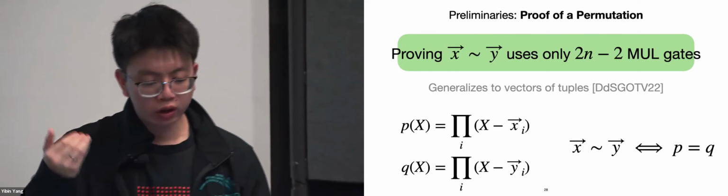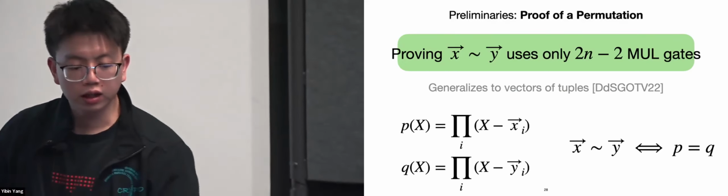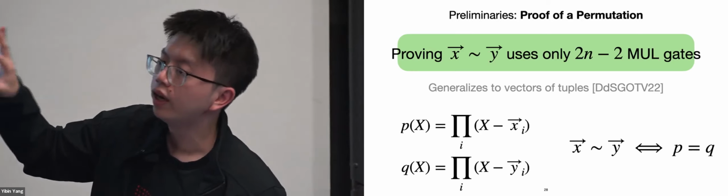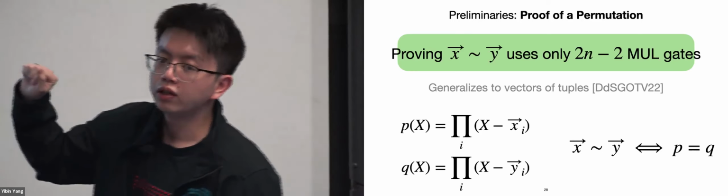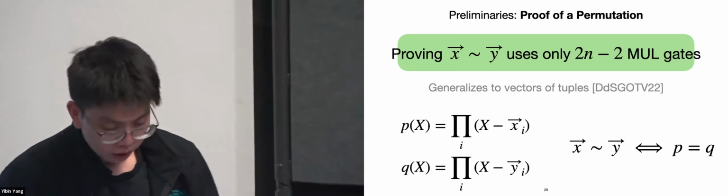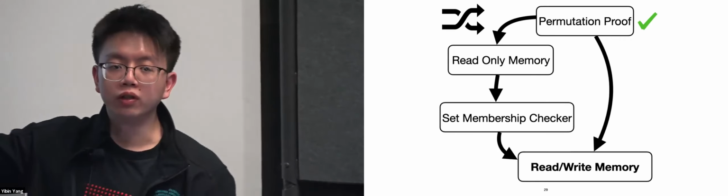And this can be generalized into some vector of tuples. It means that instead of defining xi and yi as an element, you can define xi and yi as some fixed tuples. You need some extra trick, but you can still preserve this.